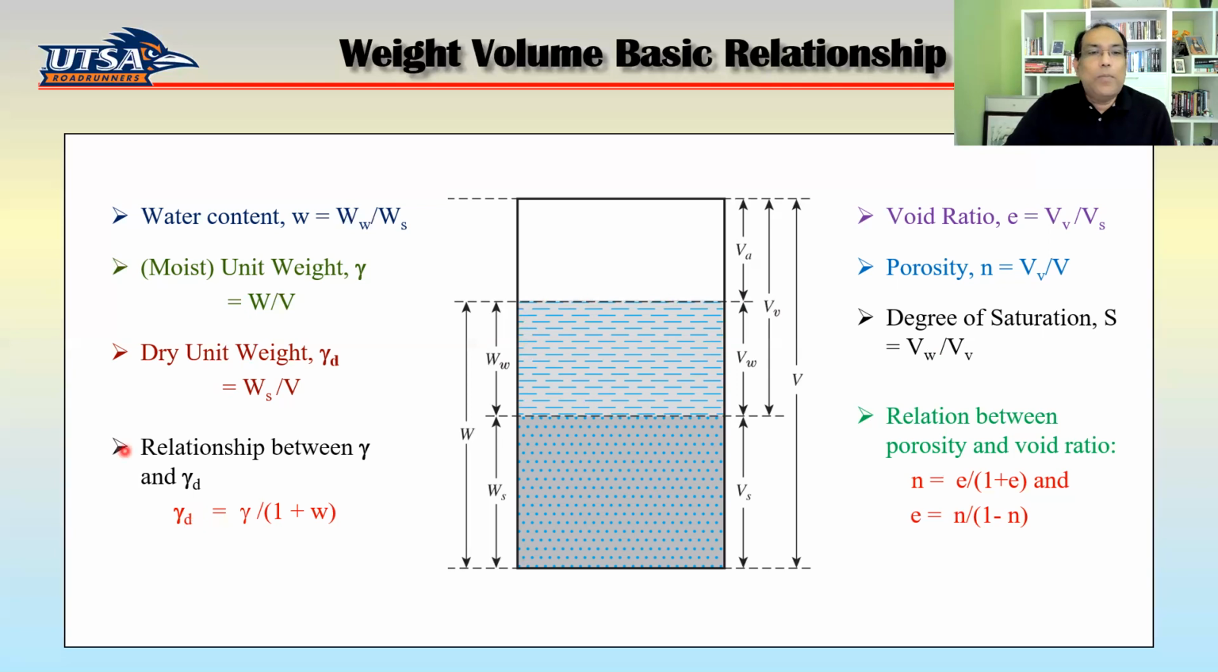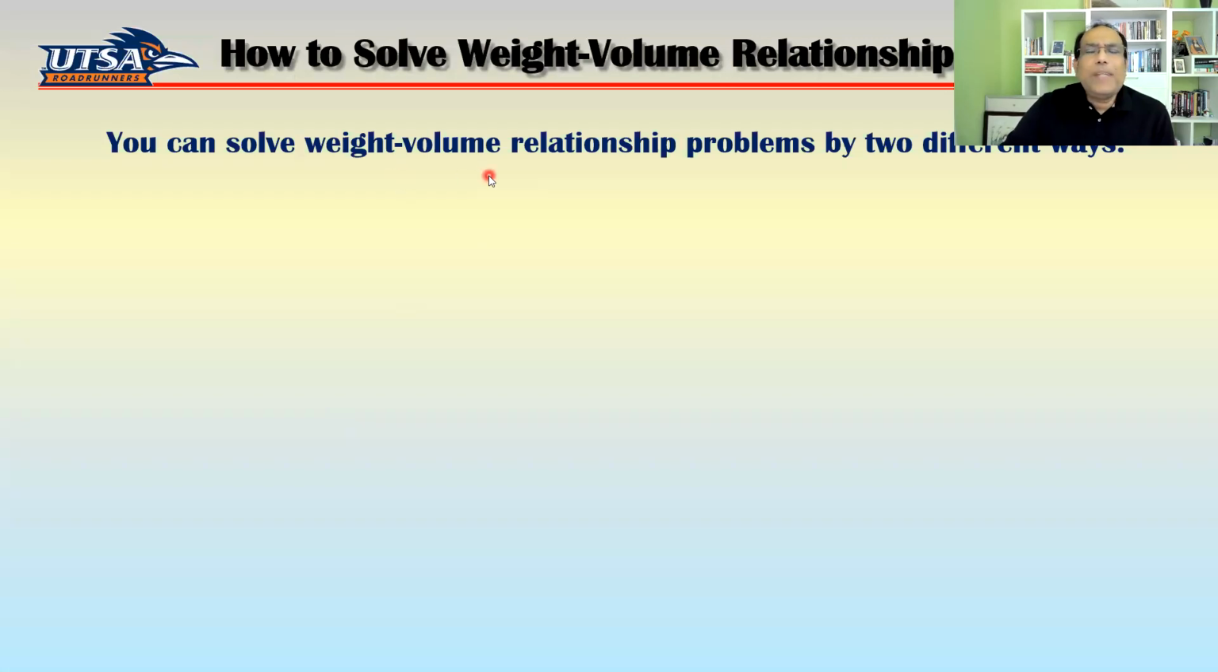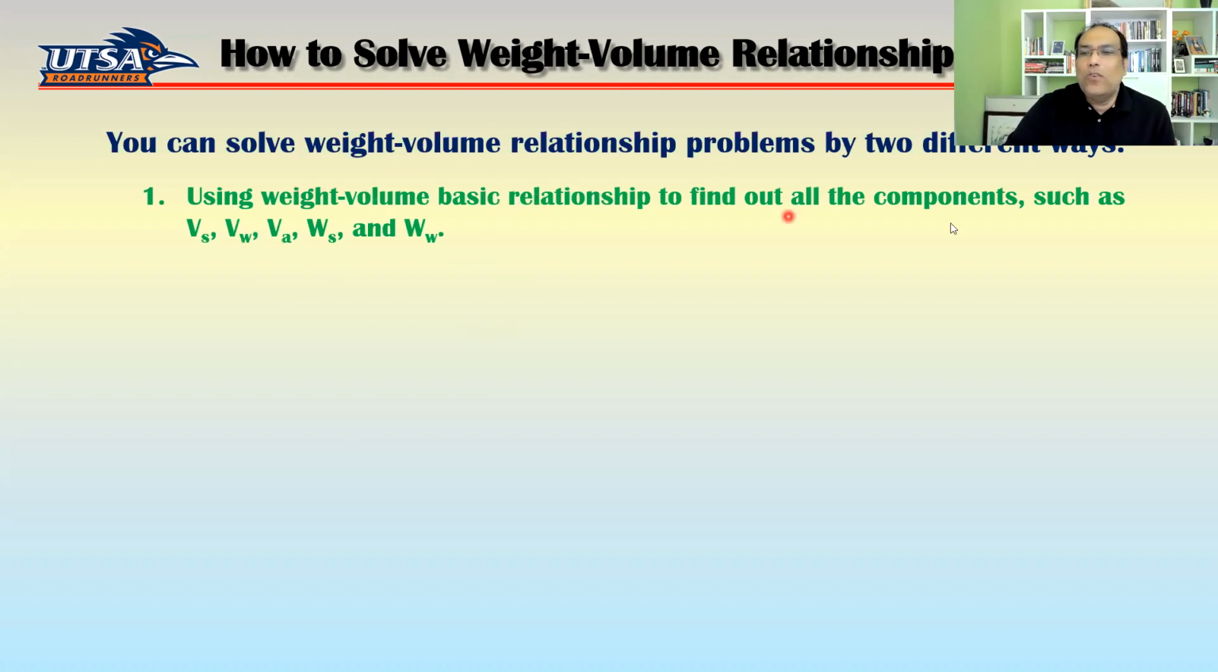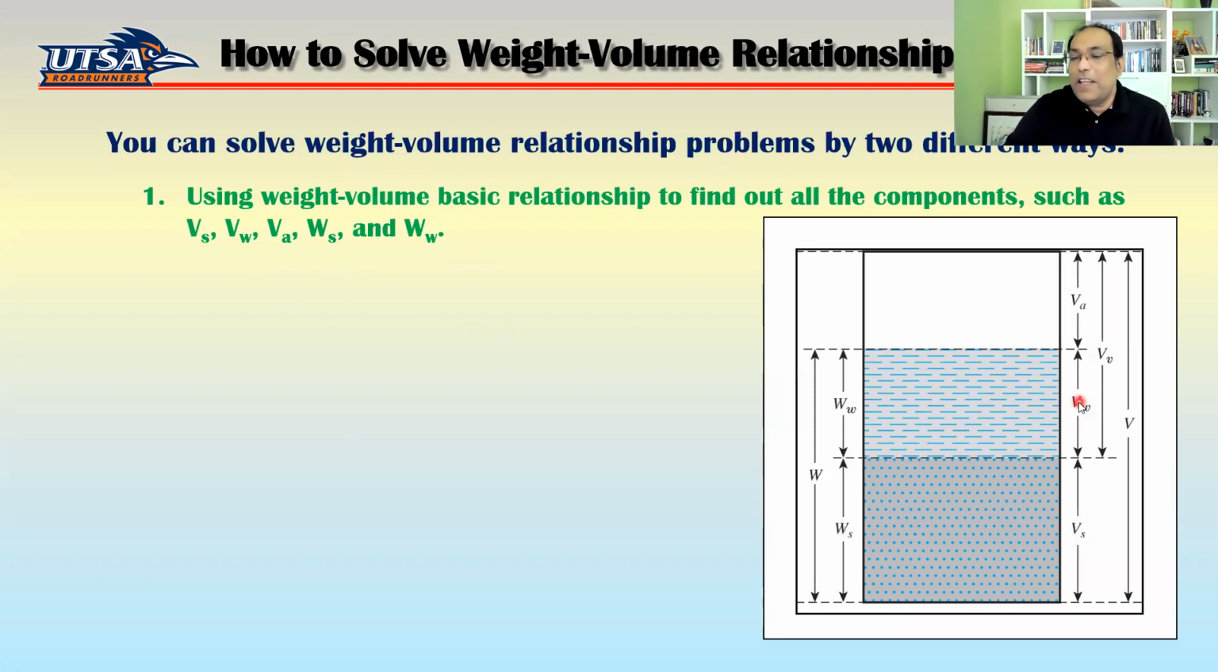Now let's move forward, but you have to remember this basic relationship to do your problems. Okay. Now we can solve these problems two different ways. One is, let's say, if I know the basic parameters I told you about on the earlier page. Like, if I know all the basic components such as Vs, Vv, Vw, Va, Ww, meaning weight of water, and Ws, weight of solid, then I can find out anything from there, right?